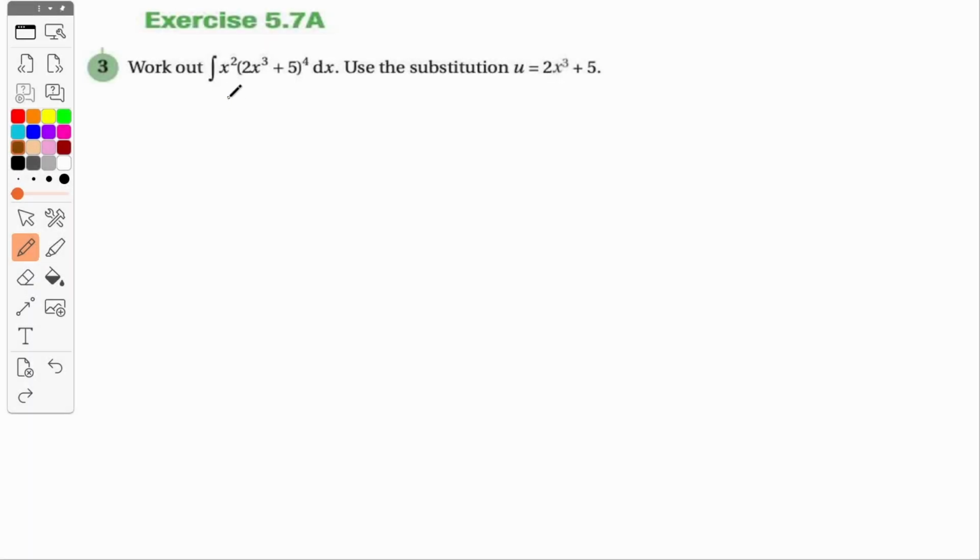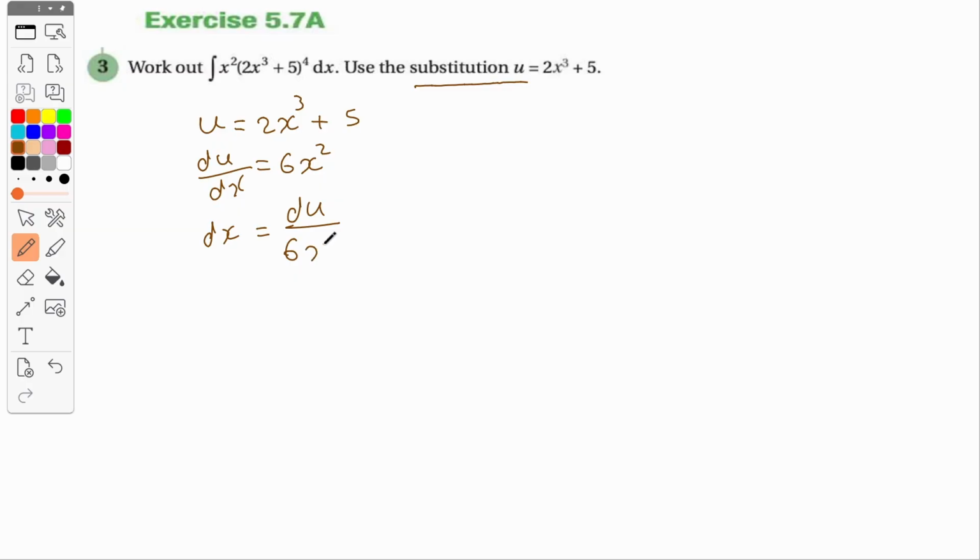Here we work out the integral of x squared times the quantity 2x cubed plus 5, all to the power 4. Here he said to use the substitution u equals 2x cubed plus 5. So we say u equals 2x cubed plus 5. Now we need to differentiate this to find dx. So du dx is equal to, multiply 3 by 2, it is 6x, decrease the 3 by 1, it will be 6x squared. We need dx, so just switch. So dx equals du all over 6x squared.